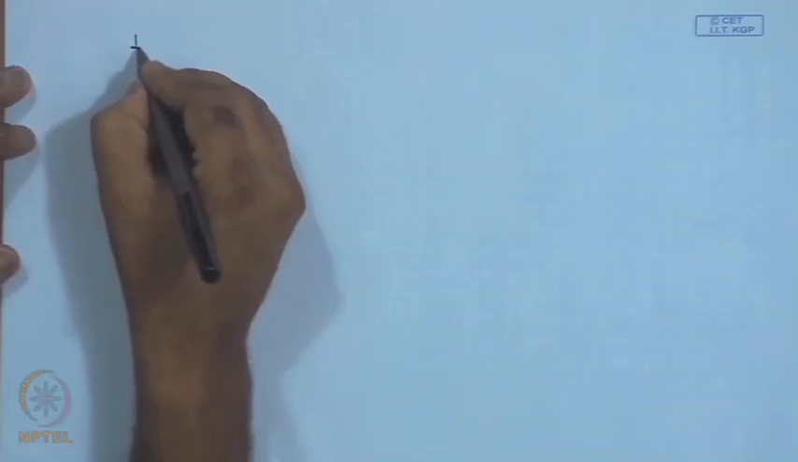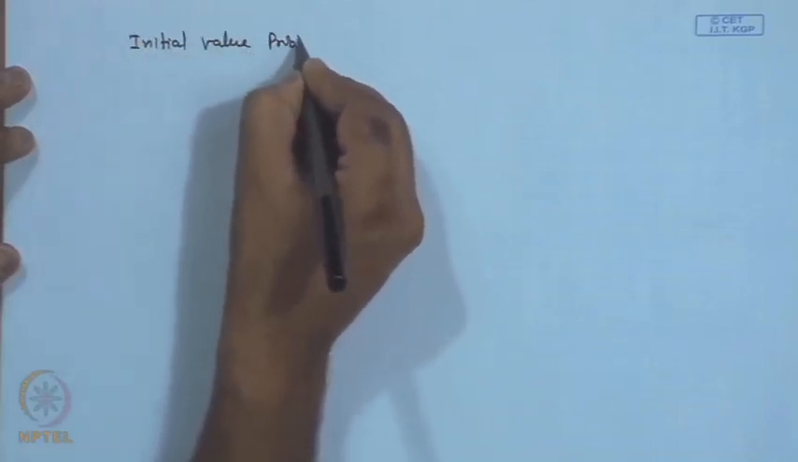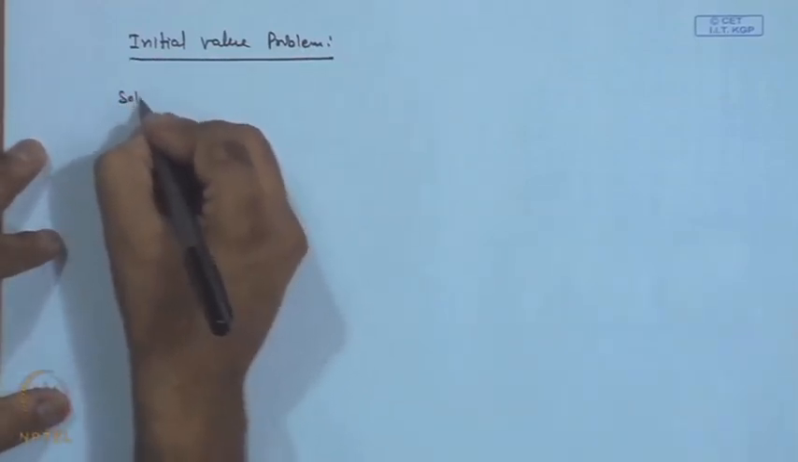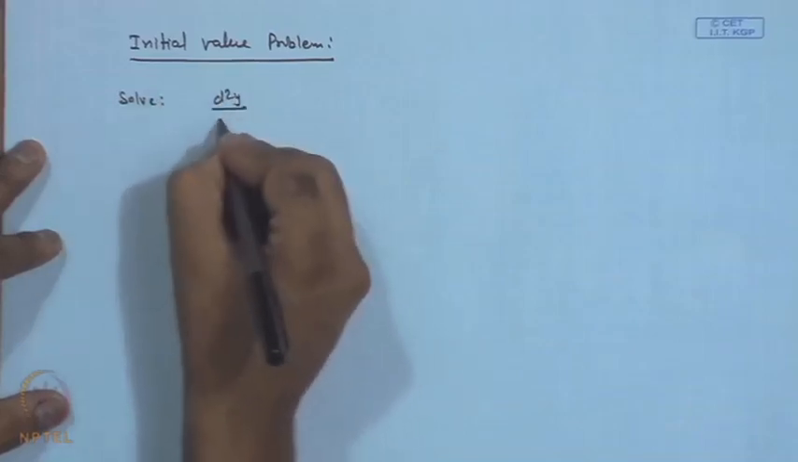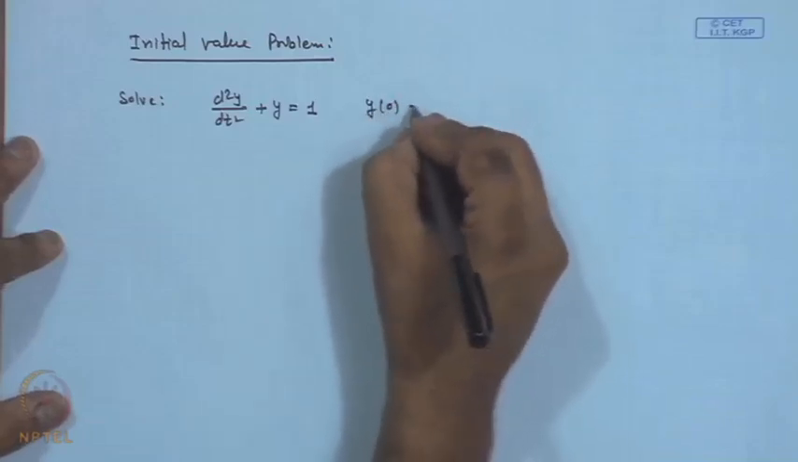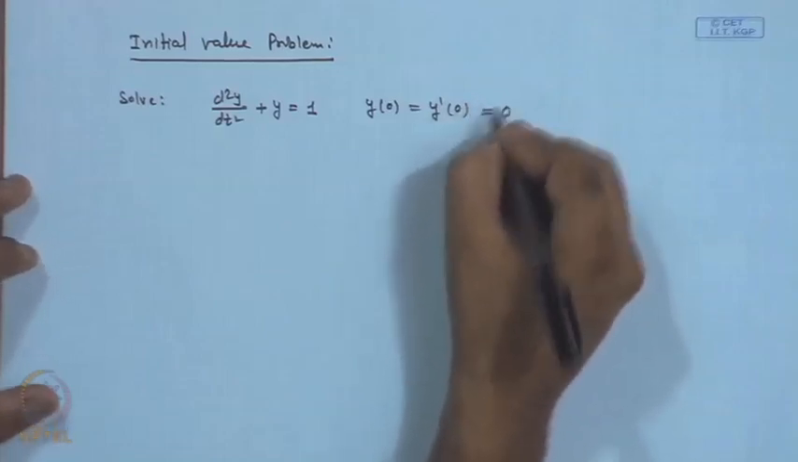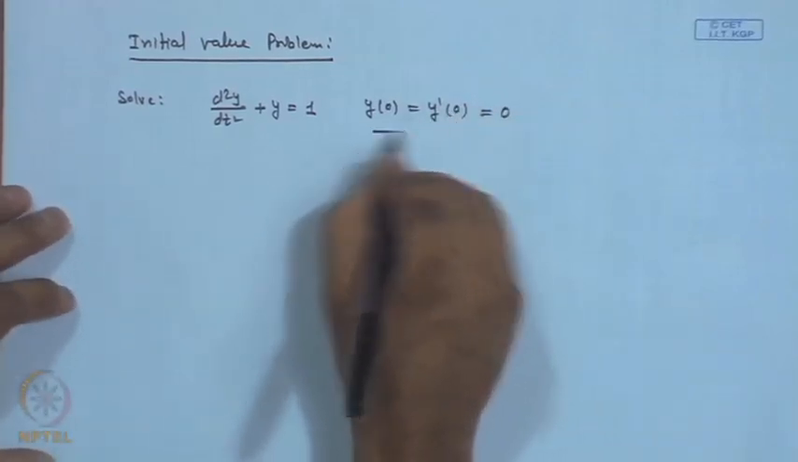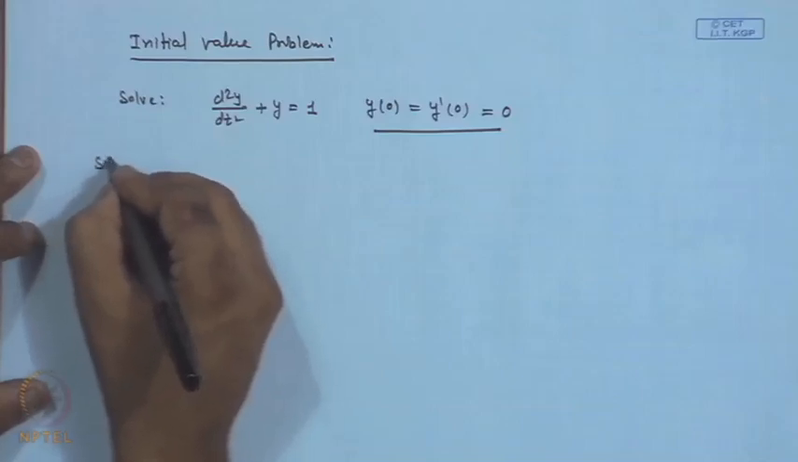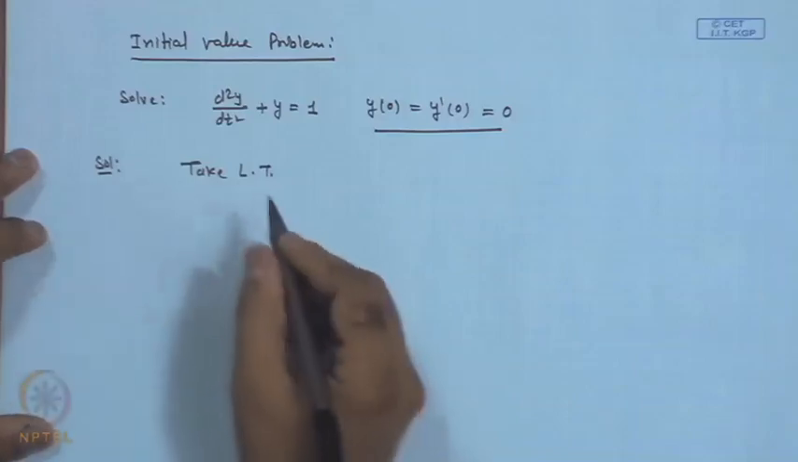So, let us start with the initial value problem. In this problem we want to solve d square y over d t square plus y is equal to 1, and the given initial conditions are y at 0 and the first derivative of y at 0, both are 0. So, very simple initial conditions. While solving, as a first step we take the Laplace transform of both sides of the equation.